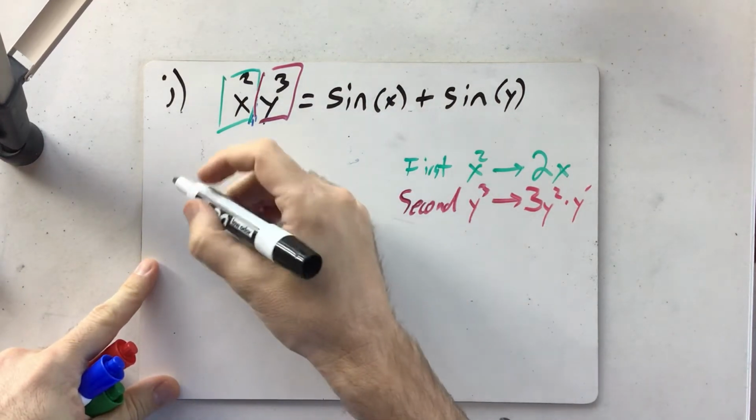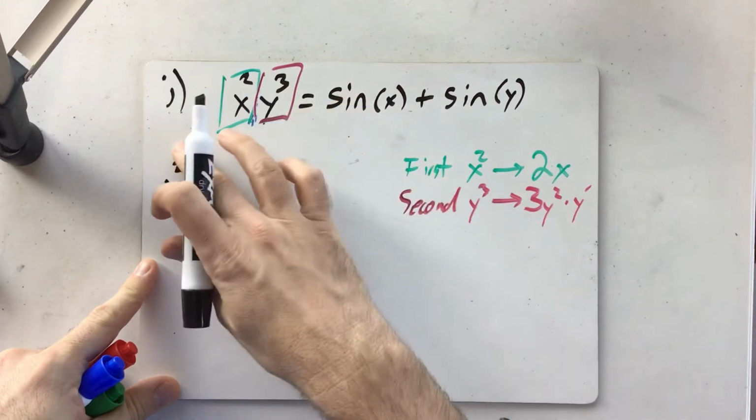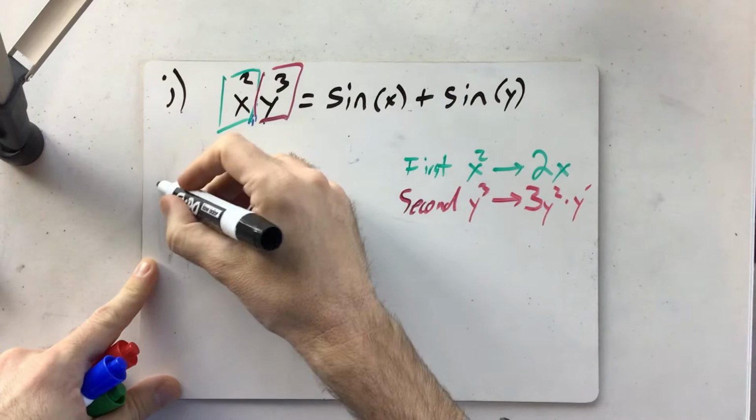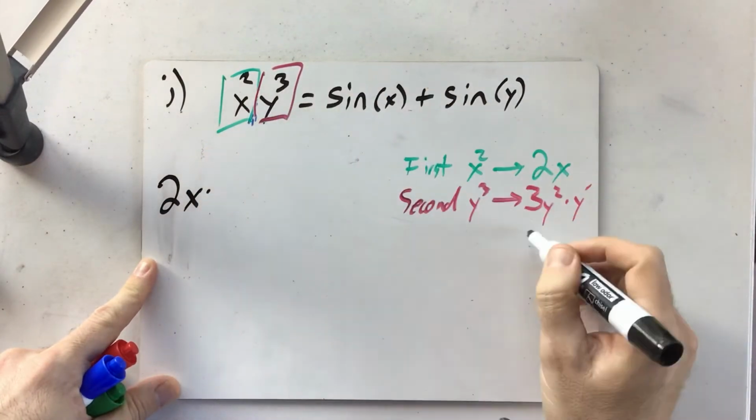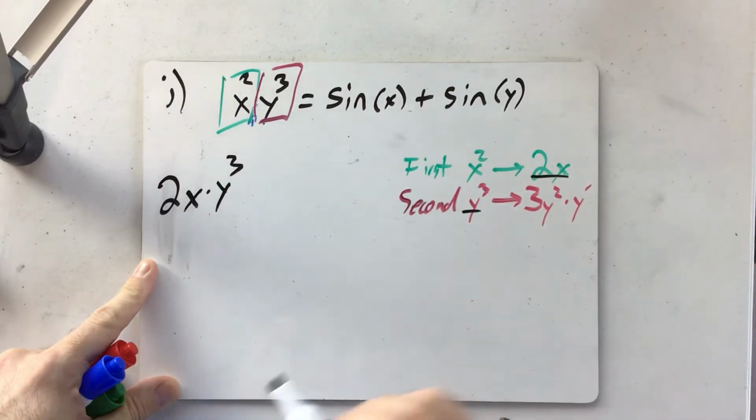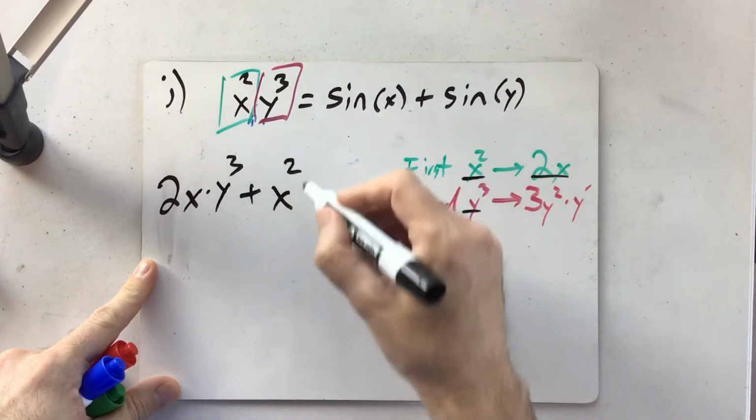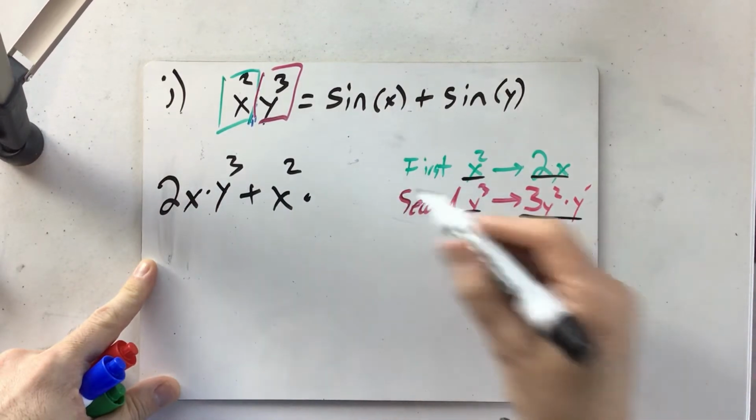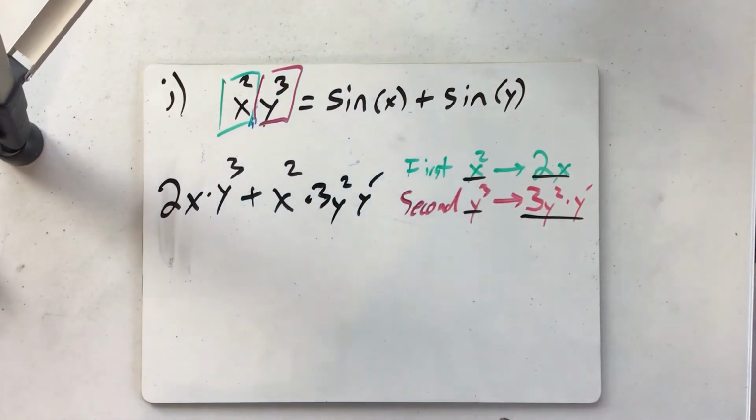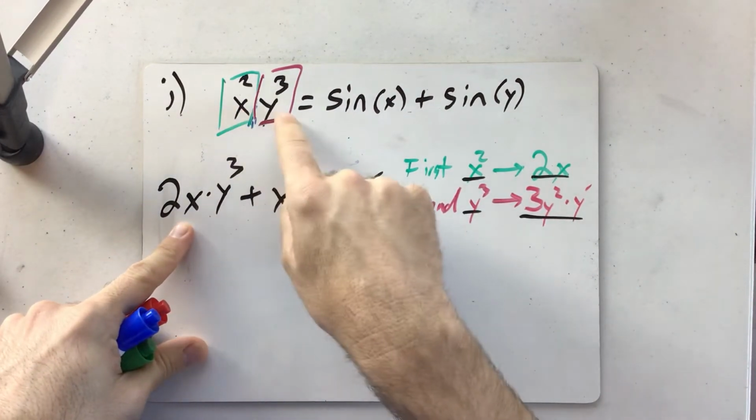You take the derivative of the first, which is x squared, times, the derivative of the first, which is 2x, times the second, which is y cubed. So we're taking the derivative of the first times the second, plus the first, which is x squared, times the derivative of the second, 3y squared y prime. So there we go. So this is the product rule used on these two terms.